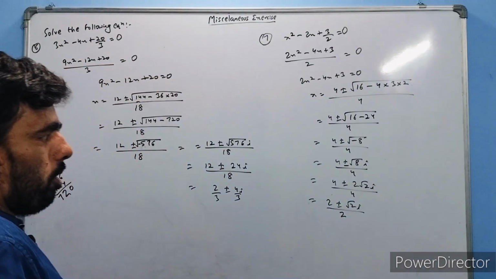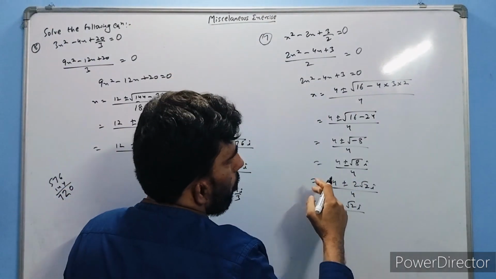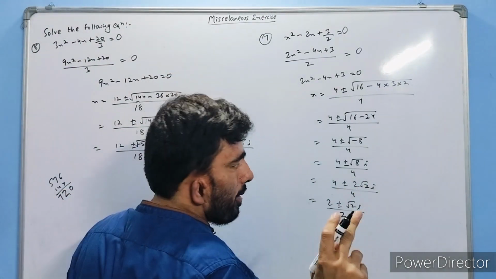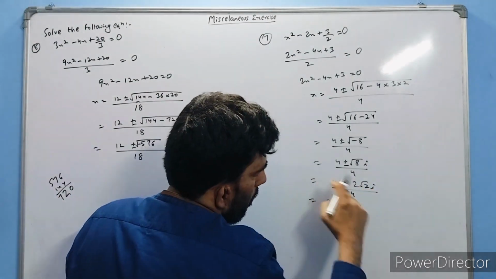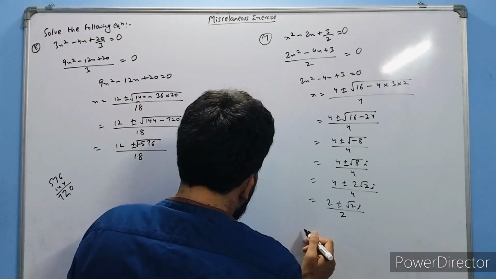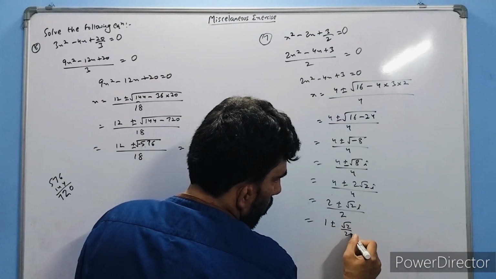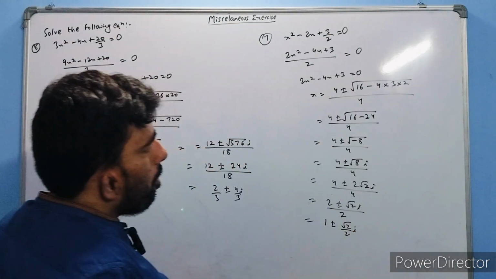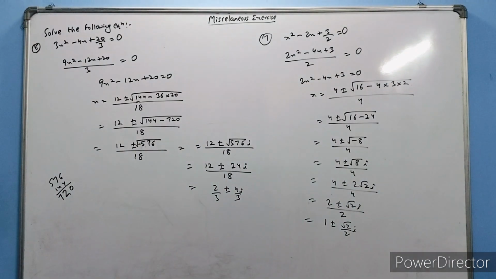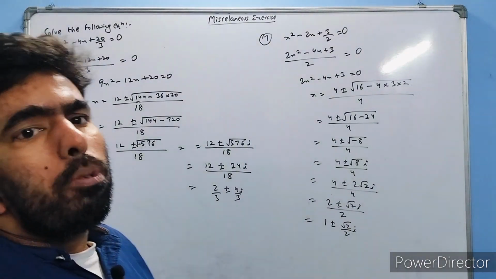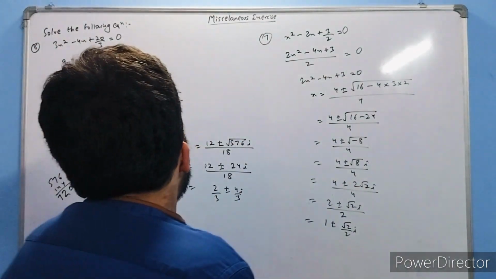We have taken 2 common from the numerator, and we have denominator 4. So it will be left with 2. So we can write as 1 plus minus root 2 upon 2 i. Okay, so that is how we try to solve the following equation.